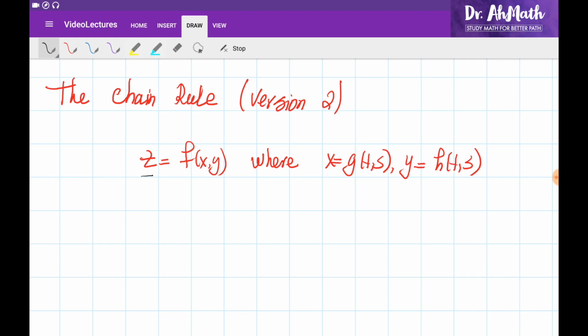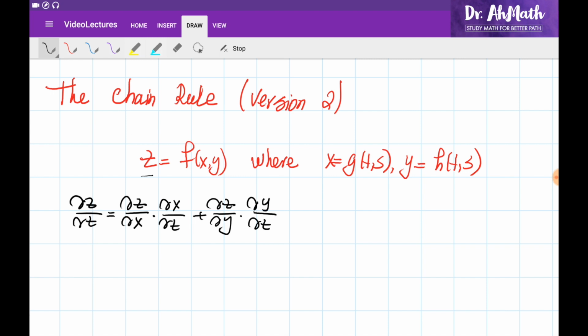So obviously I can find the derivative of z with respect to t as before, because now z depends on the variable t. So what I can do is find the partial derivative of z with respect to t. And it is going to be the partial derivative of z with respect to x multiplied by the partial derivative of x with respect to t, plus the partial derivative of z with respect to y multiplied by the partial derivative of y with respect to t, right?